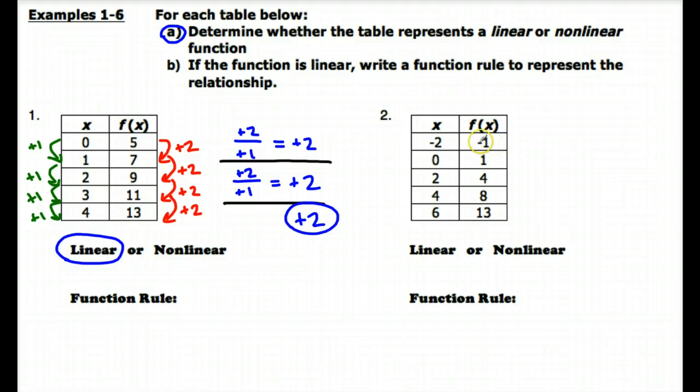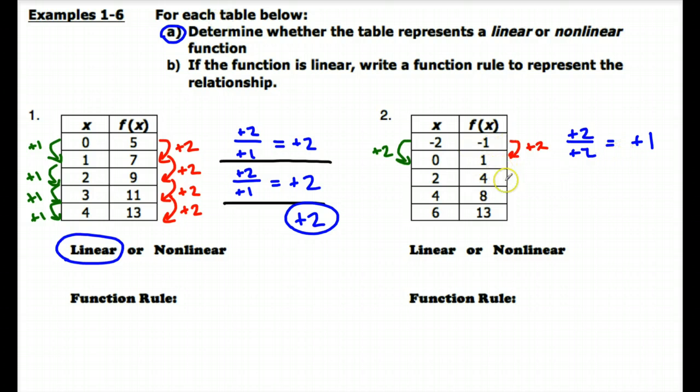Starting with -1, this y value here, we're going from -1 to +1, and that is a change of 2. So I'm adding 2 there. Now I'm going to look at my x values for that jump. I'm going from -2 to 0, and I'm also adding 2. So our first rate of change here is 2 divided by 2, this y change divided by this x change, and that gives us a +1 rate of change. So far I've got a +1 rate.